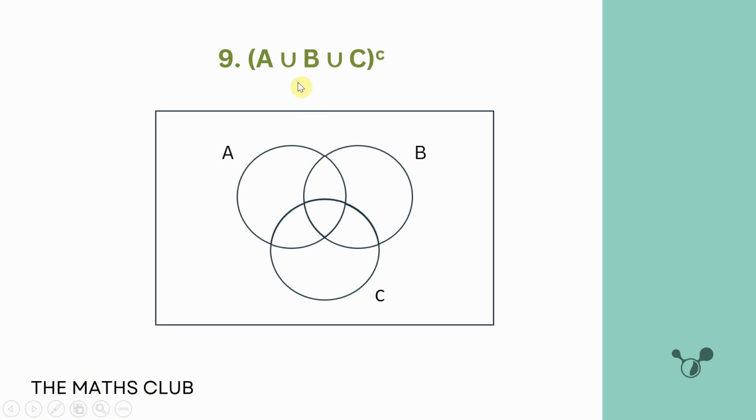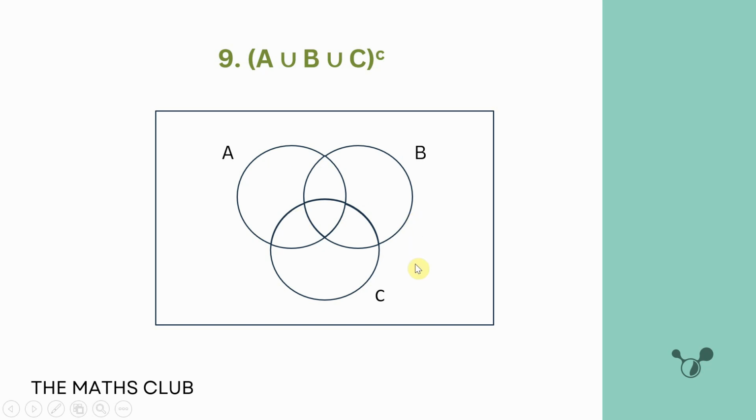Now look at this. This one is saying A union B union C, but it's telling me to find the complement of it. Remember, complement is like saying everything in the universal set that is not in A union B union C. Remember this border here is our universal set. Everything inside this border here is our universal set. So if we are trying to find A union B union C, that is everything inside all this circle.